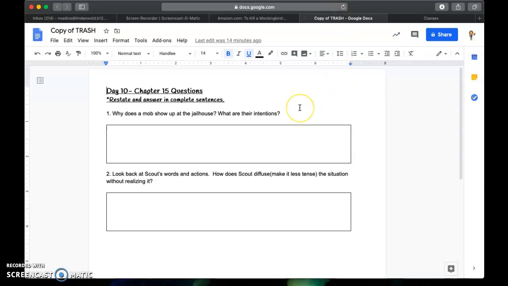So here are your questions, right? We know the intentions of the mob, okay? And now looking back at her words and actions, even though they're innocent and harmless, she doesn't know why they're there to begin with. How does she make the situation less tense? You figure that group of men was against one person, and that was Atticus. If the children didn't show up, that could have gone a totally different way. And Atticus might not have been able to fend for himself as one person.